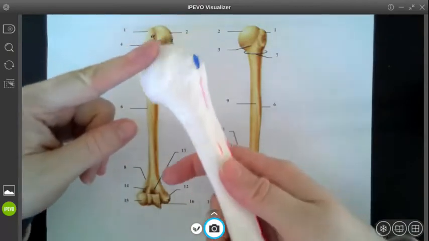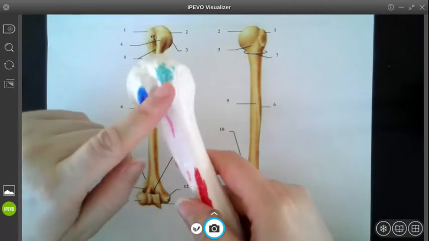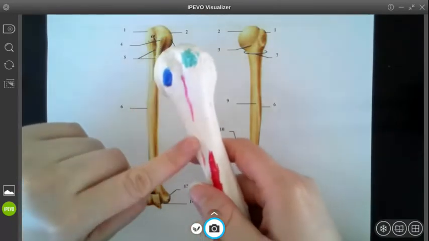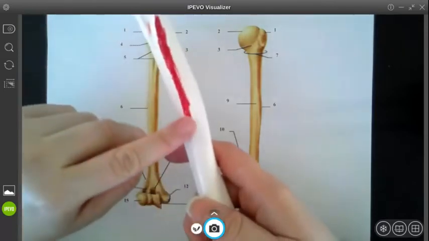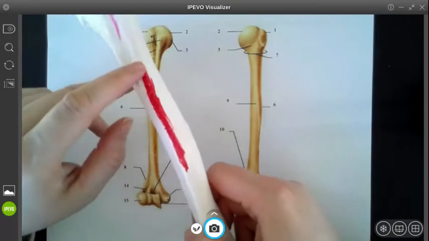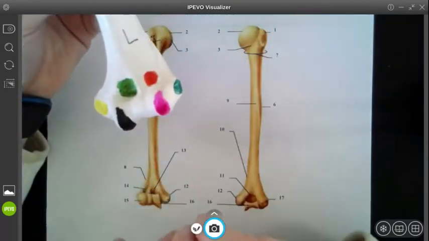This is the head of the humerus. There are two tubercles, the greater tubercle and lesser tubercle, and this is the intertubercular groove. Right here, this is a rough portion of a bone, which we call the deltoid tuberosity. Down here, I have several structures.